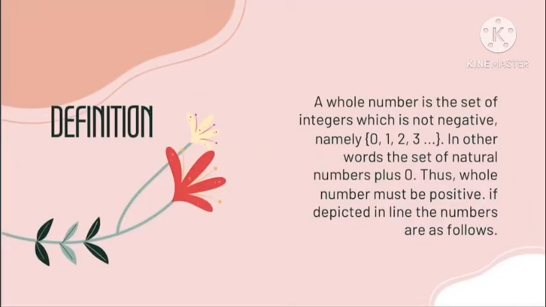The definition of a whole number is the set of integers which are not negative, namely 0, 1, 2, 3, and so on. In other words, the set of natural numbers plus 0. Thus, a whole number must be positive. If depicted in a line, the numbers are as follows.